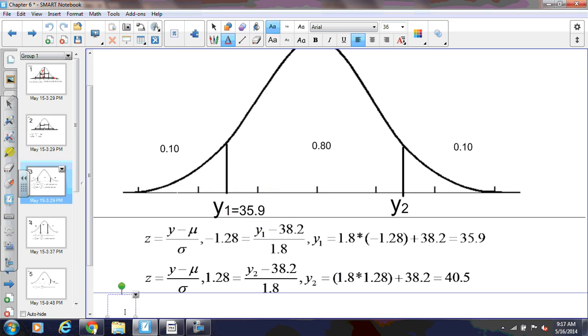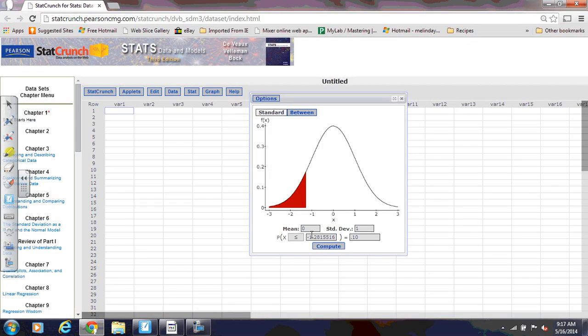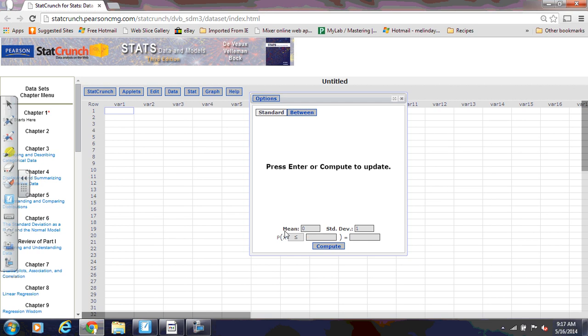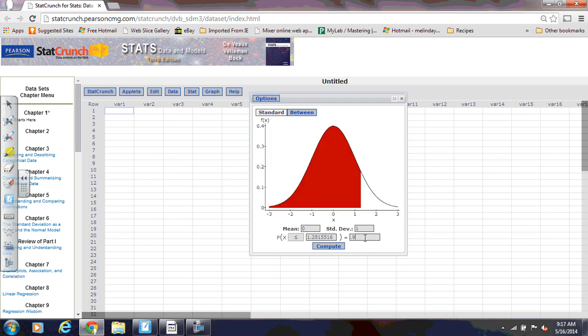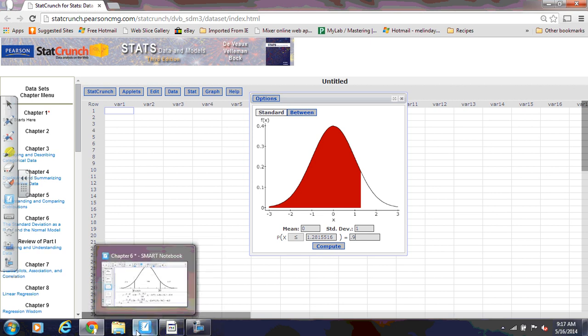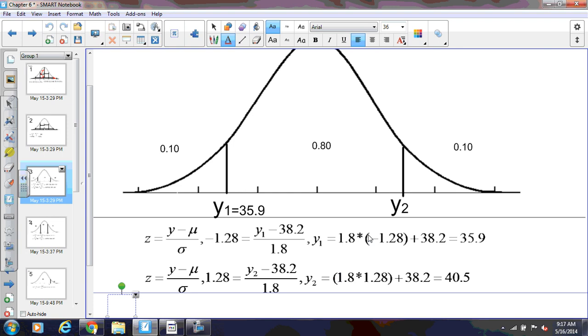All right, we can go back. We need to find now the z-score that corresponds to less than 0.9, or the area of 90%. We're entering 0.9, and that gives us a positive 1.28. This makes sense because it's a symmetrical distribution, and we're looking for the middle 80%. All right, so when we substitute 1.28 in for z, and we're solving for y sub 2, we get an answer of 40.5.